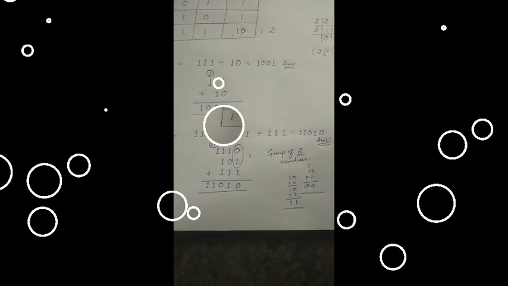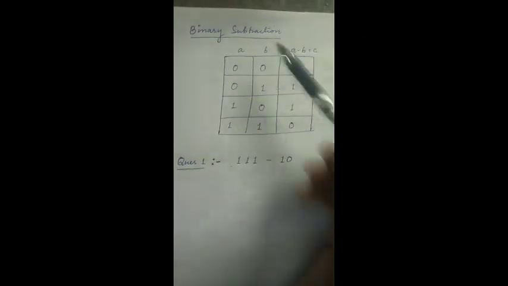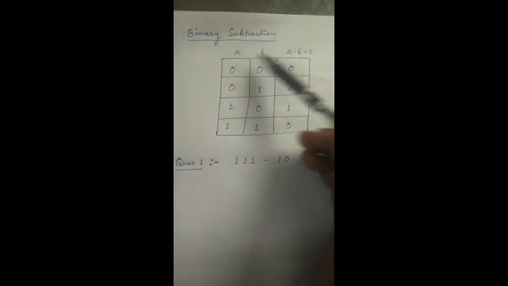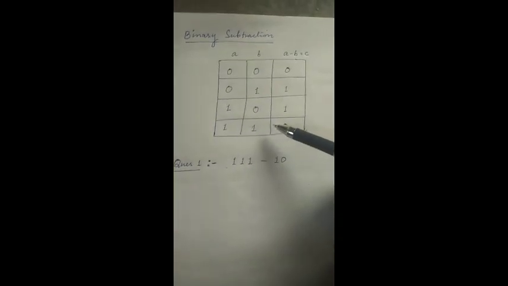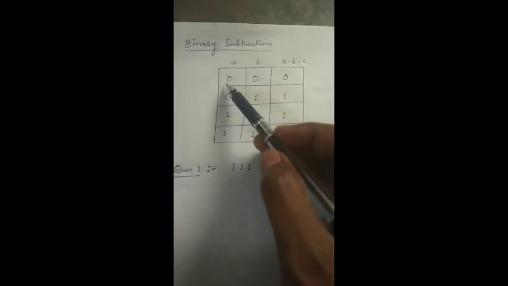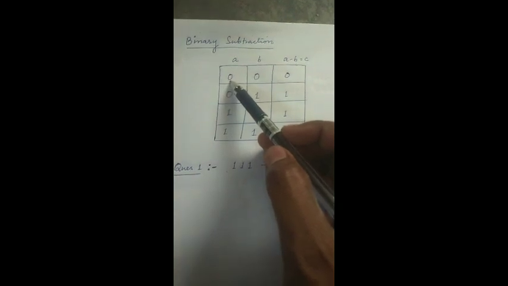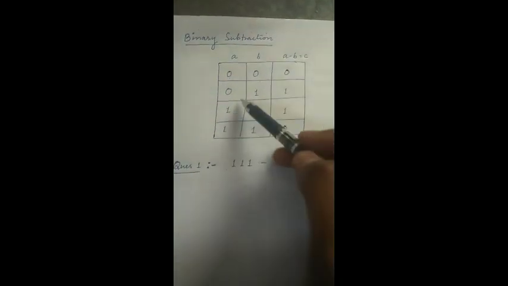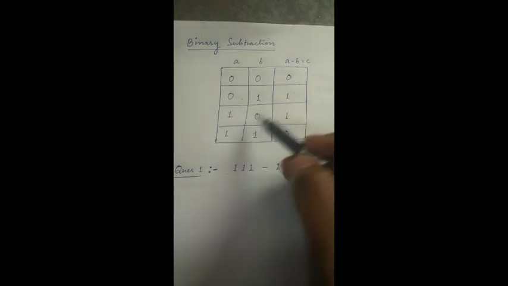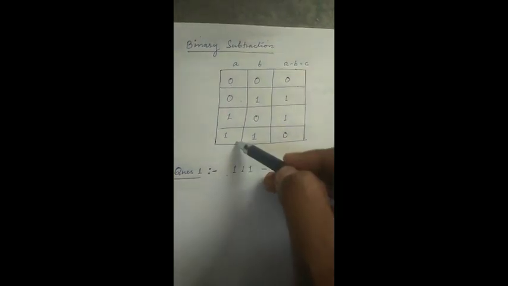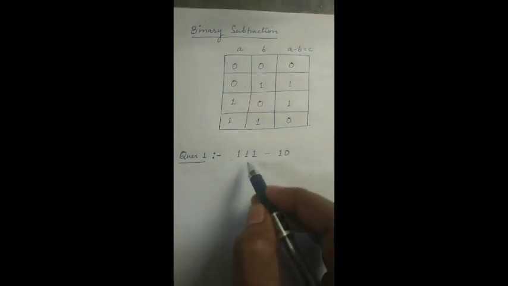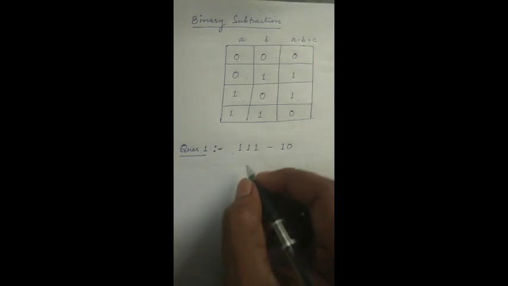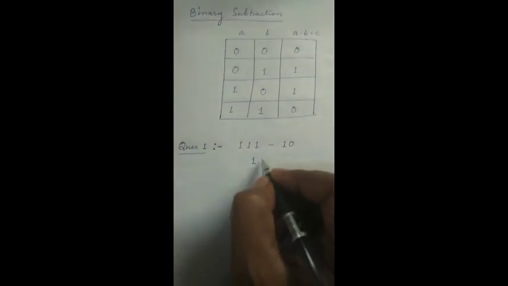In the same way we will be doing subtraction also. Let's see how to do subtraction. Again, for subtraction we will have one more table. 0 minus 0 will be 0, 0 minus 1 will be 1, 1 minus 0 will be 1, and 1 minus 1 is 0. It is simple, as you do in your normal maths.